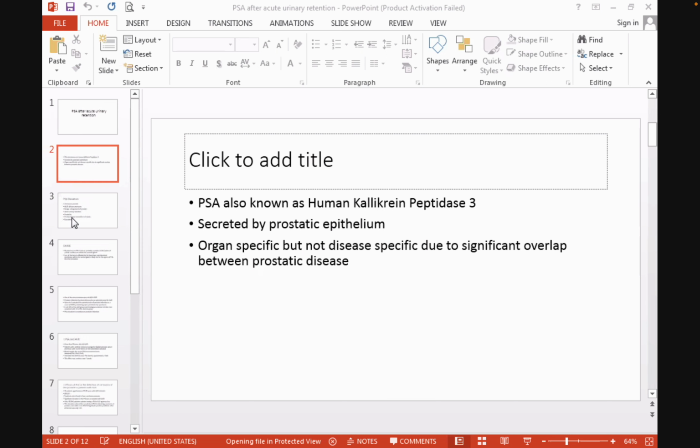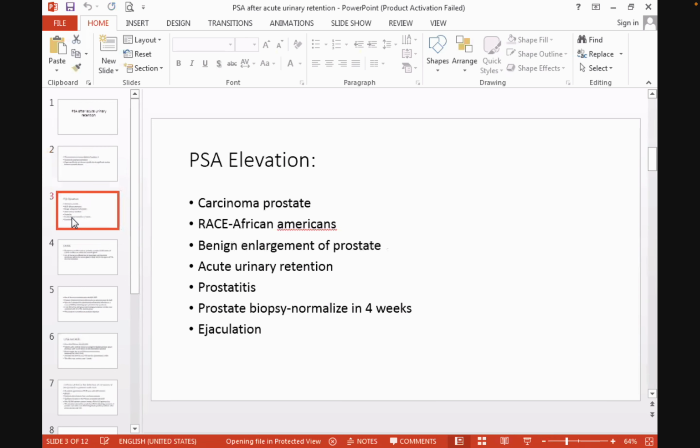Next slide. There are various causes for PSA elevation, like carcinoma of the prostate, race, particularly African Americans, benign enlargement of the prostate, in which there is a 4% rise in PSA per ml of prostate volume, acute urinary retention, prostatitis, prostatic biopsy, which normalizes usually in 4 weeks, and after ejaculation, that too in those more than 50 years of age, which normalizes usually after 24 to 48 hours.